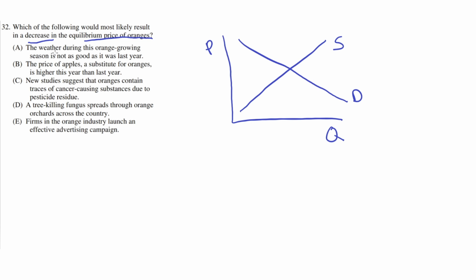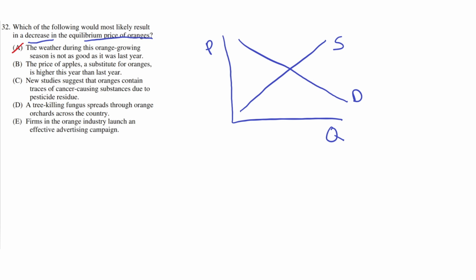So let's look at option choice A. The weather during this orange growing season is not as good as it was last year. So because the weather of this orange growing season is not as good, it means that the supply of oranges produced this season will be less. Therefore, supply will shift to the left, and a shift to the left of supply would mean that equilibrium price would increase. And because we're looking for a decrease in the equilibrium price of oranges, A must be incorrect. So we can eliminate A.